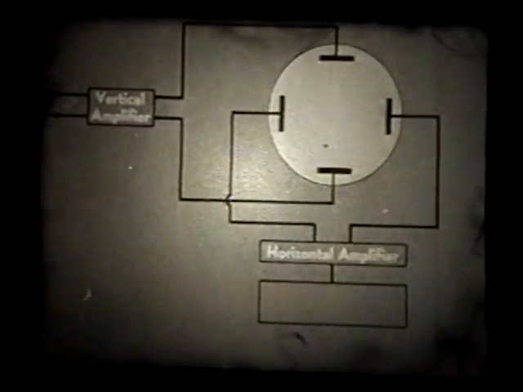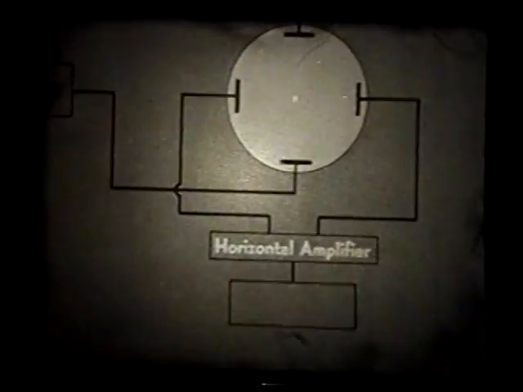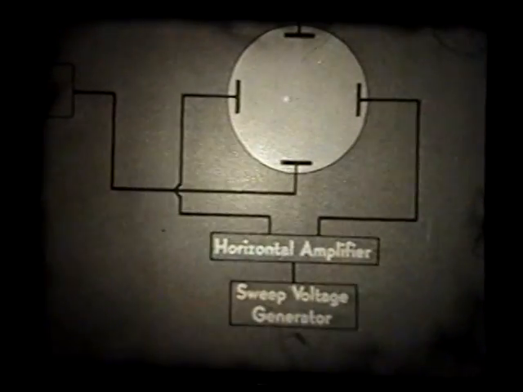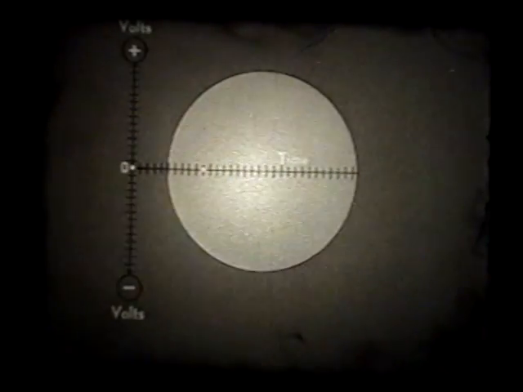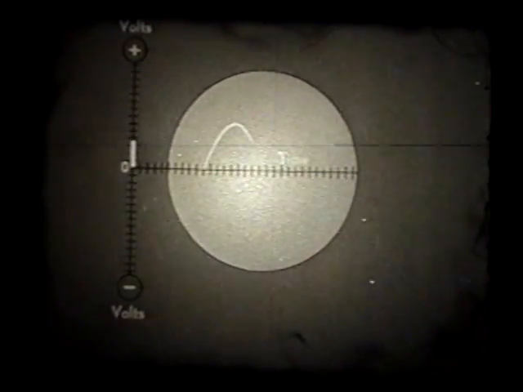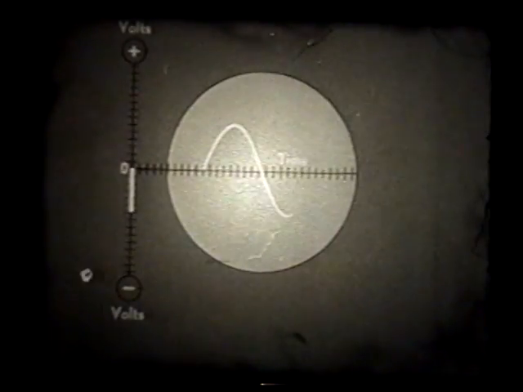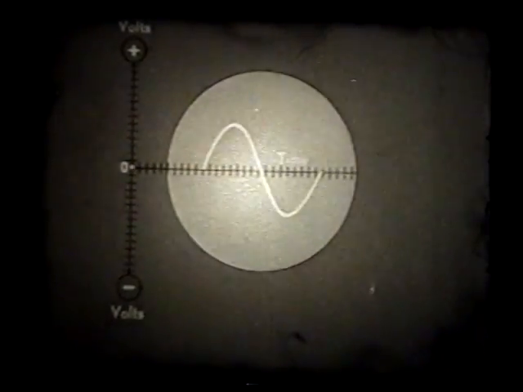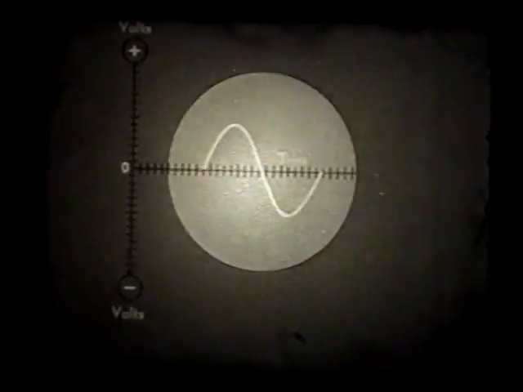A circuit of special character, in combination with the horizontal amplifier, produces a uniform horizontal motion of the spot. This circuit is called the sweep voltage generator. It moves the spot across the screen at a uniform rate of speed to furnish a time base. When the voltage to be studied and the internal sweep voltage are applied simultaneously, the pattern on the screen is a graph of the voltage in the vertical and horizontal plates.